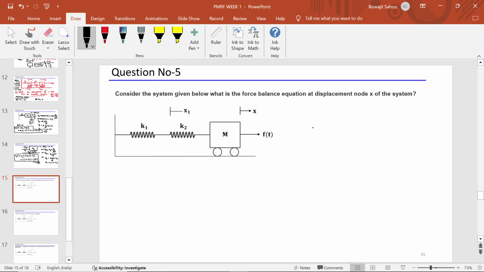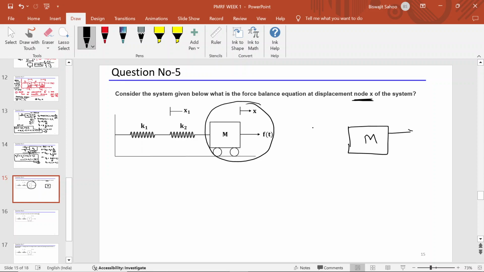So first solve question number 5. For 5, you have to draw the free body diagram at node X. So go to node X. This part is node X. Okay. So just draw that mass M first.